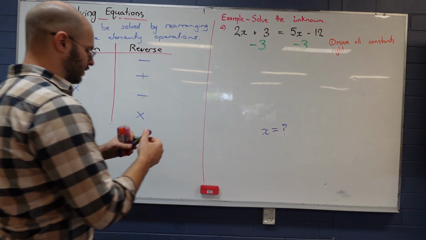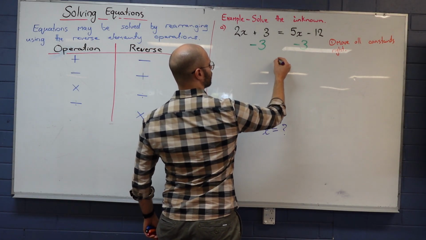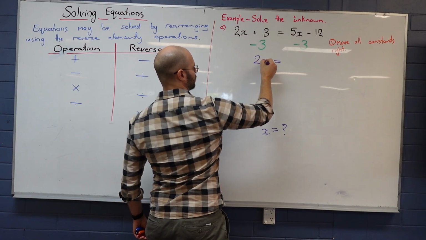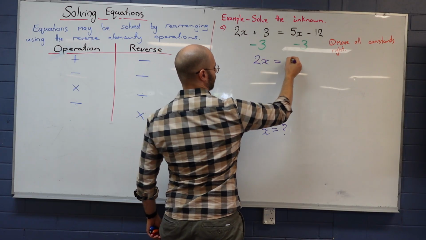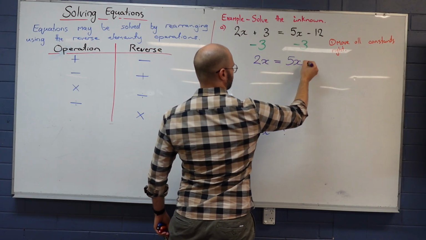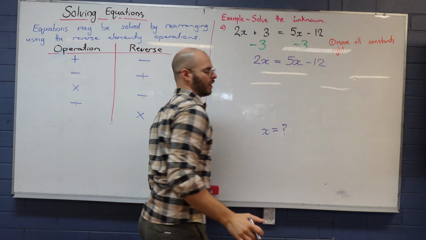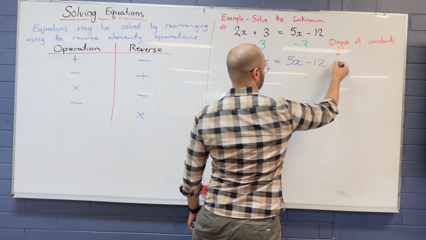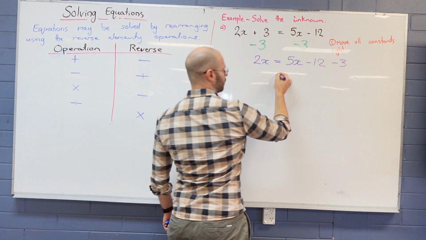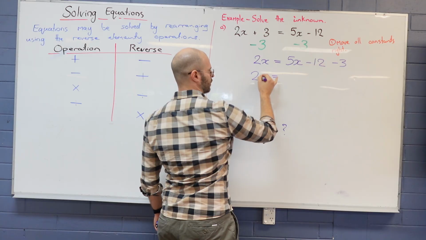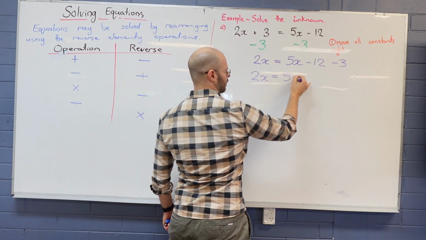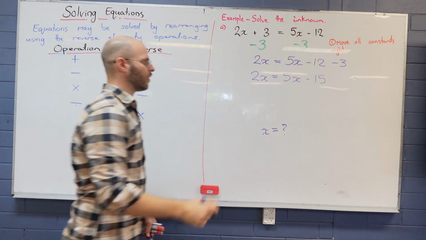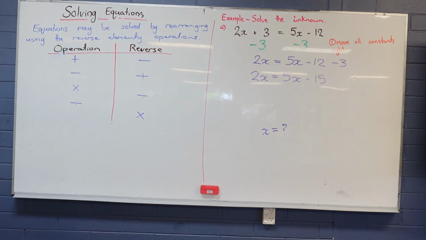This is going to have the consequence of our 3's are now gone. So on the left we only have 2 x's, then on the right we have 5x, take 12, and then what else is going to appear on the right? Take 3. We compute what we can. So it's 2x equals 5x, take 15.